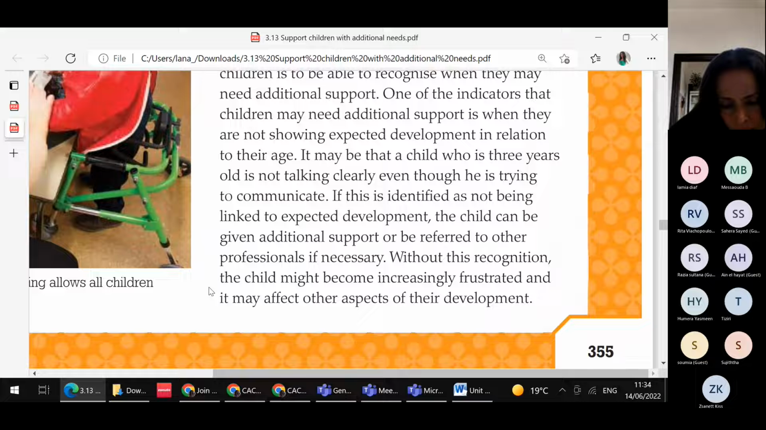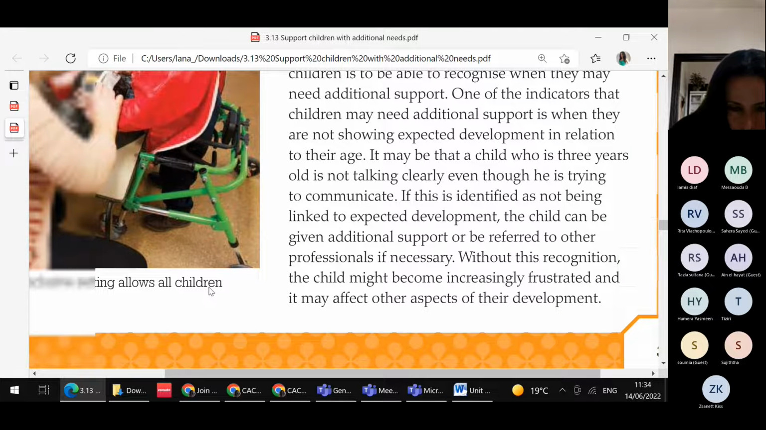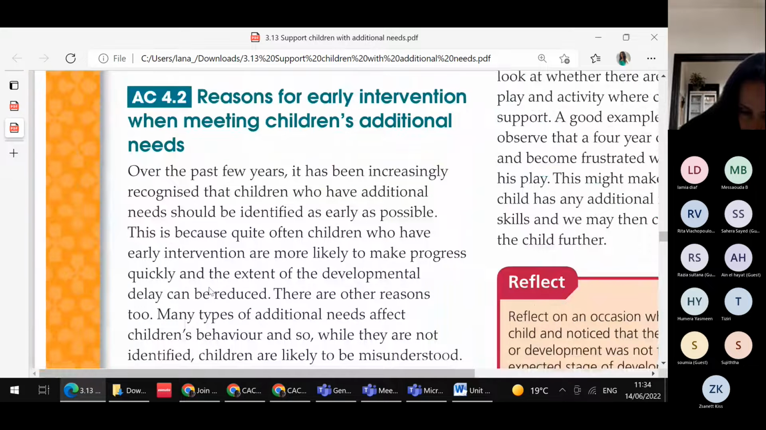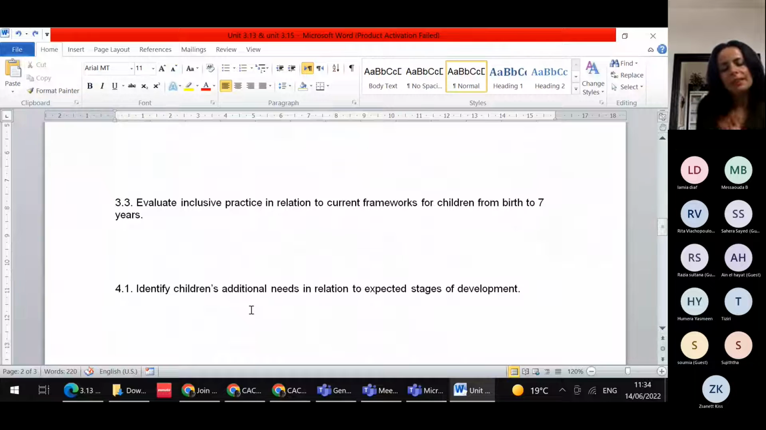Without this recognition, it would be very difficult. Why? Because the child becomes increasingly frustrated. He's not learning like others. He's not moving like others. He's not developing like others. And if we don't monitor him, we don't watch him, we don't act on it, that will affect the child's development. So for us, we need at all times to identify the child's additional needs, so we can act on it accordingly.